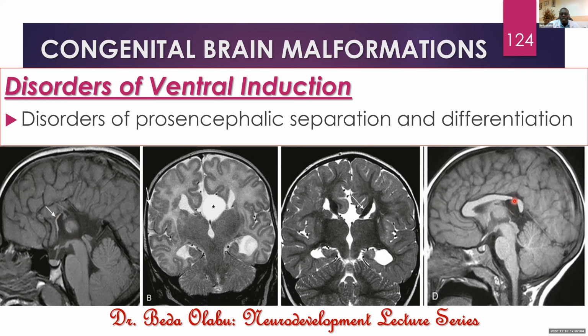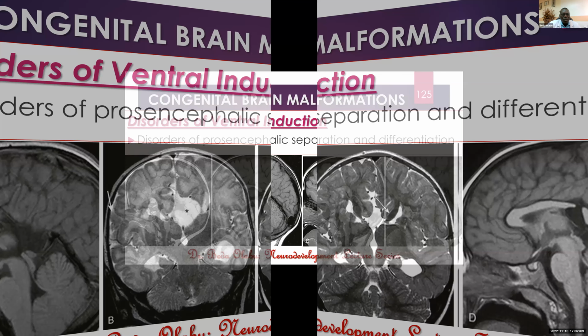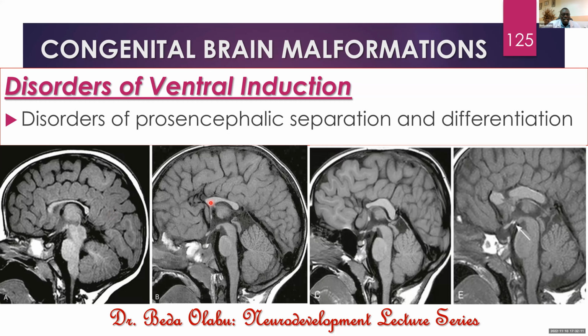We call that focal segmental defect. It may also have been truncated, like what we see in the middle image. So that's a truncation. This is also a truncation. So truncation means one side has been cut off. So understand, we may have hypoplasia of the corpus callosum. We may have focal segmental defect. We can also have truncation of the corpus callosum.